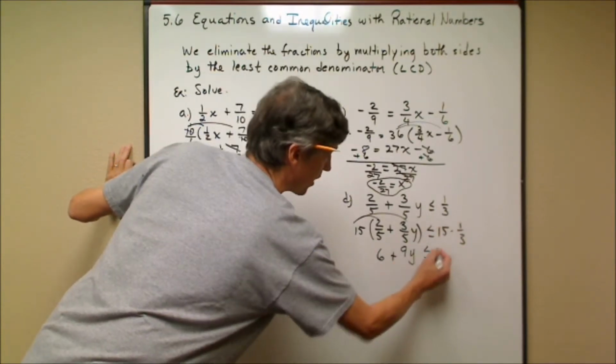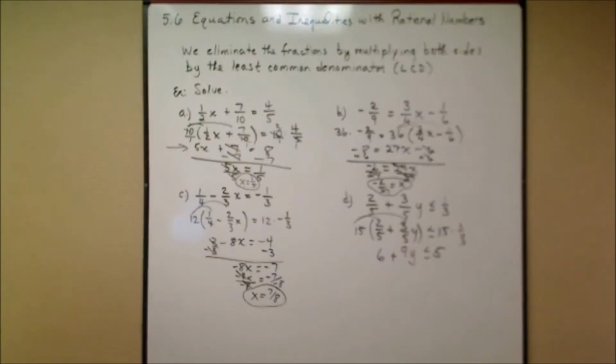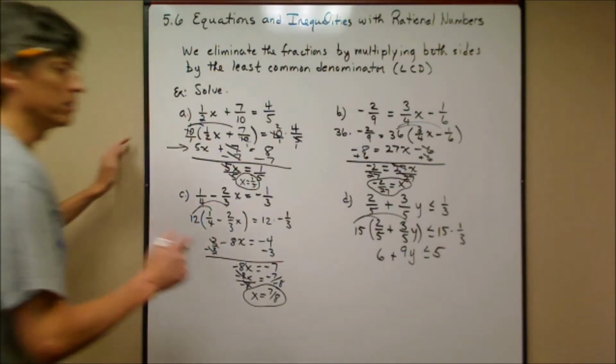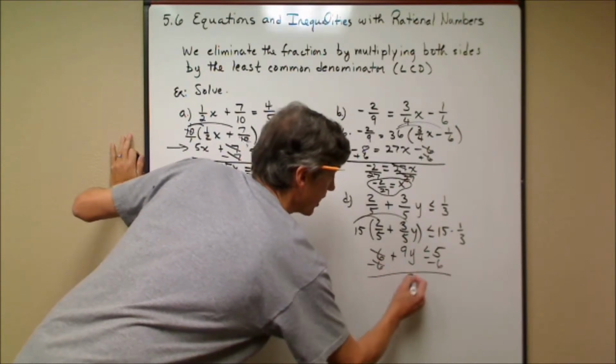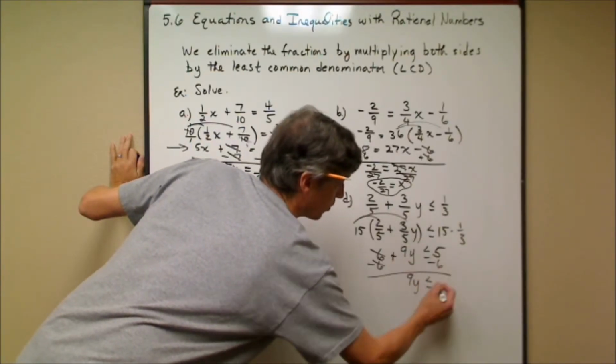5 times 1 is 5. Now it looks a little bit nicer. There are no more fractions. I'm going to subtract 6 from both sides to get rid of the positive 6. I get 9y is less than or equal to negative 1.